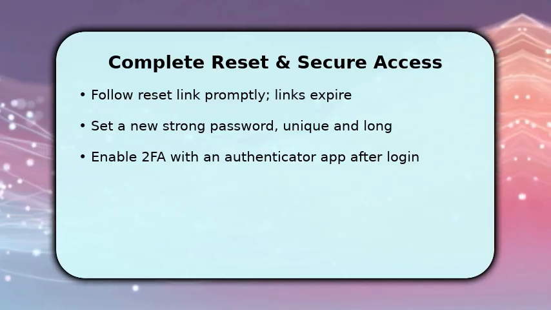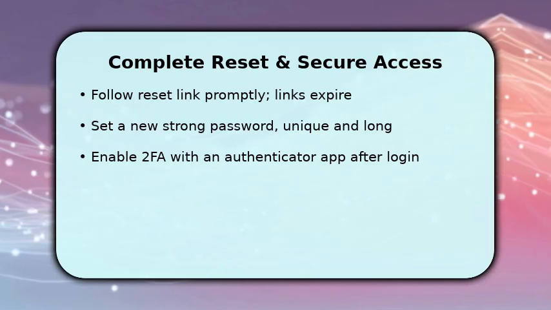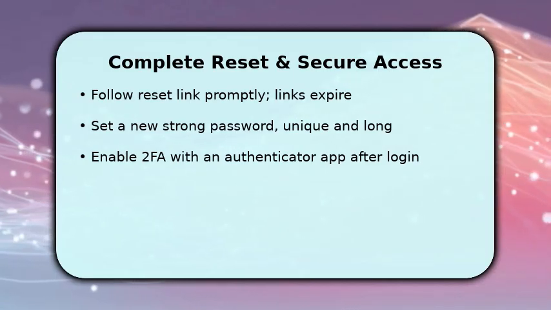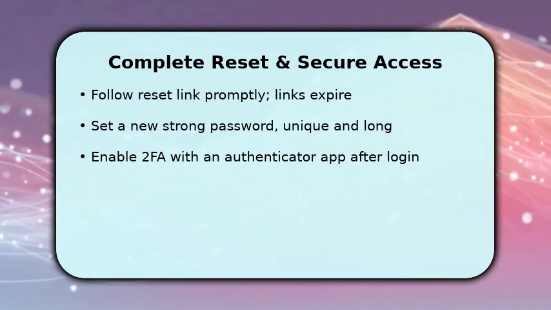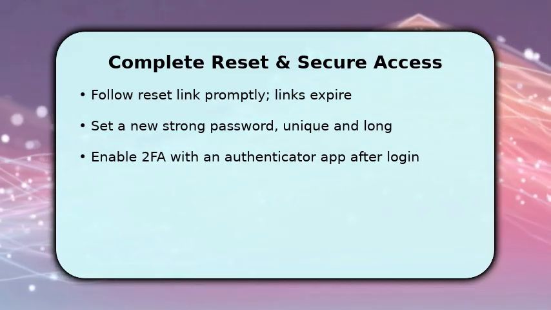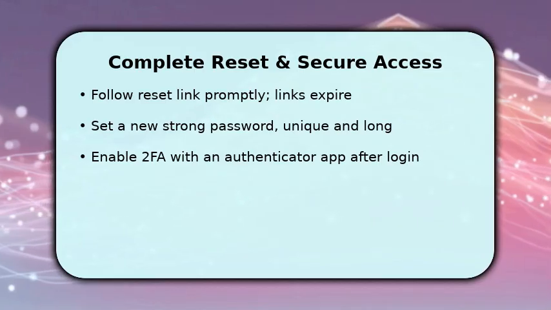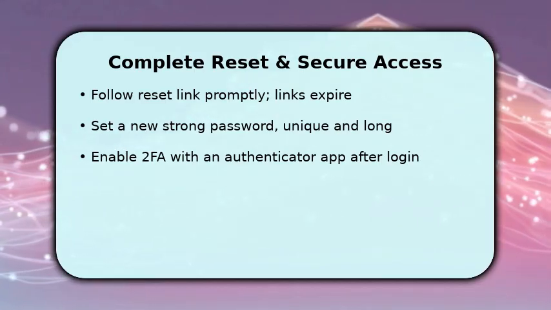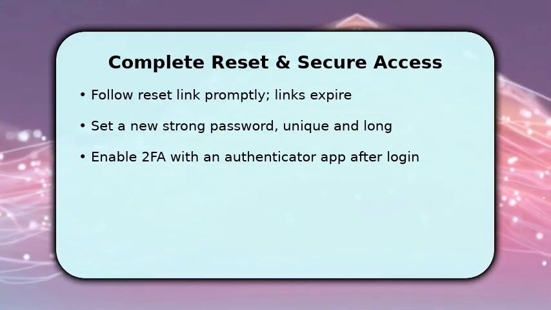If the reset link failed or you don't receive messages, try the phone recovery option or request another reset. Rate limits may require waiting a few minutes. Also, review authorized devices and sessions, and revoke anything you don't recognize to stop persistent access.